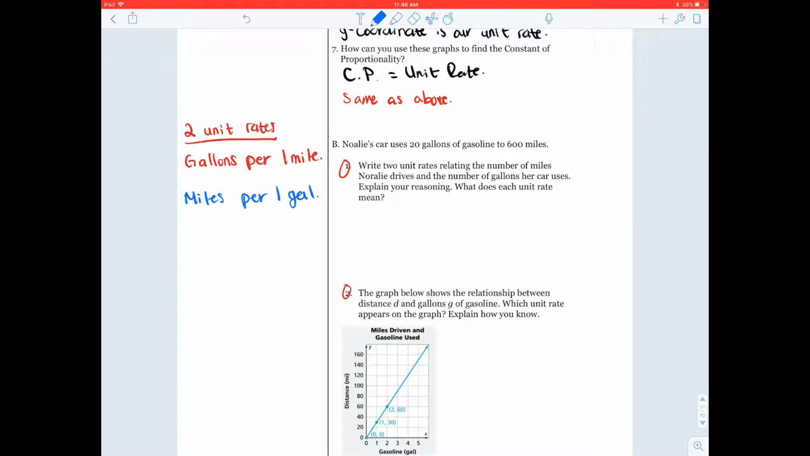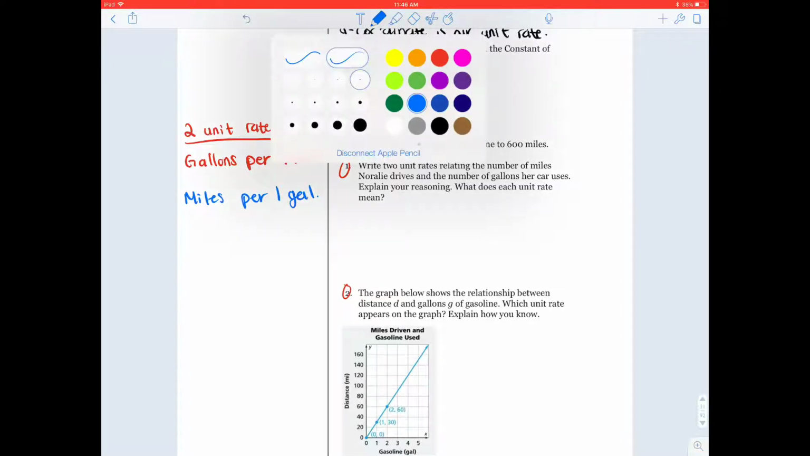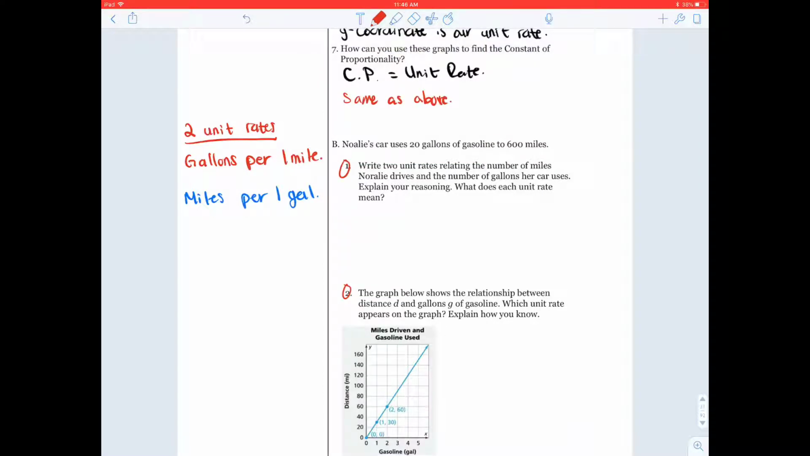All right, hopefully you paused the video. Let's go ahead and solve these. So let's solve for the first unit rate. We want to find the number of gallons per 1 mile. So let's write some proportions, you guys. Proportions always work. So 600 miles to 20 gallons of gasoline. I want to know how many gallons, so it looks like we're going to have x gallons here, for 1 mile. And we're good to go.